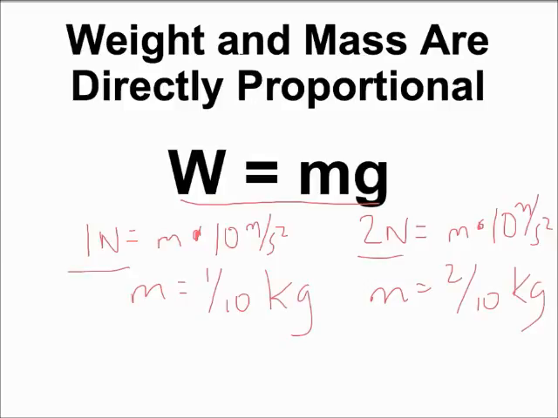So from here to here, what's happened to the weight? The weight has increased. And when you go through and solve, what's happened to the mass? The mass has gone from 1/10 to 2/10. So the mass has also increased. These are directly proportional, and this mathematically proves it. To relate this back to Newton's laws, I want to talk about how mass and inertia are directly proportional. And to do this, I'd like to use a couple of examples.